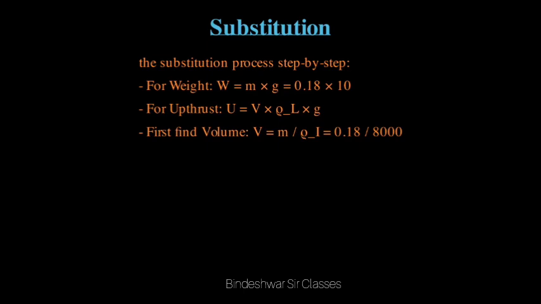Next, the upthrust, U. The formula for upthrust is the volume of the displaced liquid times the density of the liquid times gravity. Since the object is totally immersed, the volume of displaced liquid is equal to the volume of the iron object itself. We don't have the volume directly, but we can calculate it using the formula, volume equals mass divided by density. So the volume of the iron, V, equals 0.18 kilograms divided by 8,000 kilograms per cubic meter.